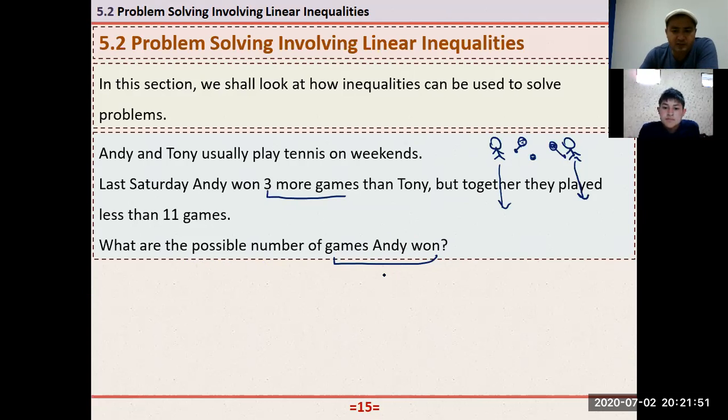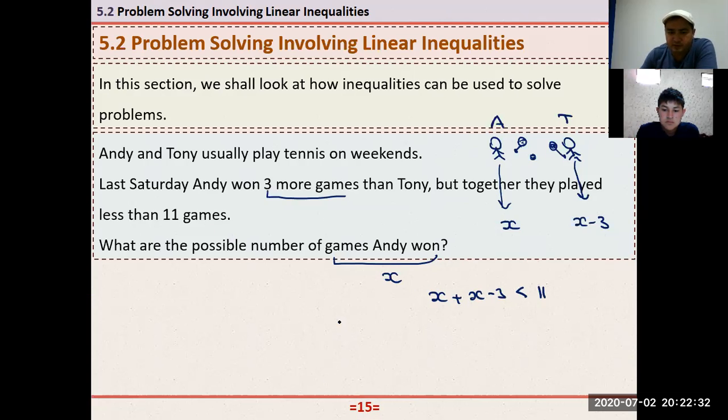So this thing, let me denote it with X. So how many games did Andy, and this one is Tony, Andy won? It is X. In the question, it says that he won 3 more games than Tony. Then how many games did Tony win? It is X minus 3, because he won more than Tony. By how much? By 3. But together, they played less than 11 games. That means that X plus X minus 3 is less than 11.